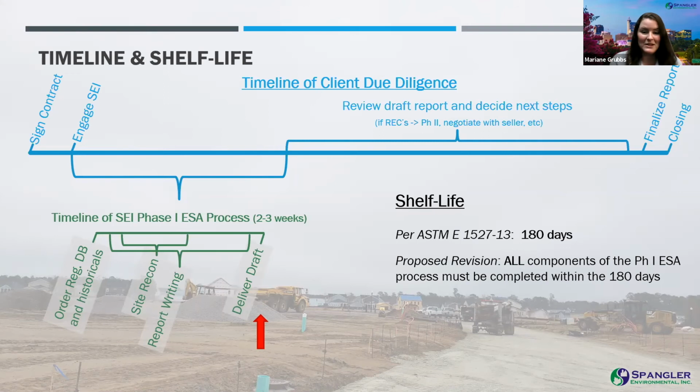So that essentially means that you're losing 2 to 3 weeks off the lifespan of your report, since a lot of those components start very early in the process. These dates, of course, are going to be documented in the report, and Spangler Environmental will keep track of that 180-day window for all projects in case you have any questions.